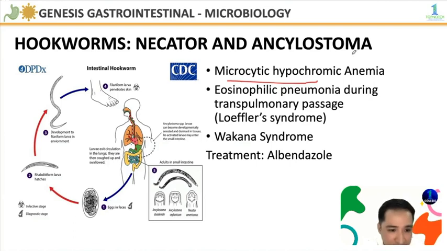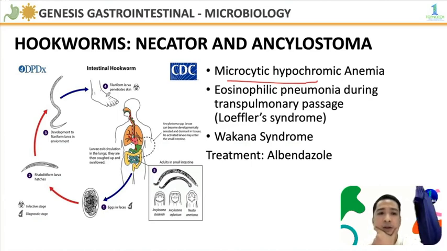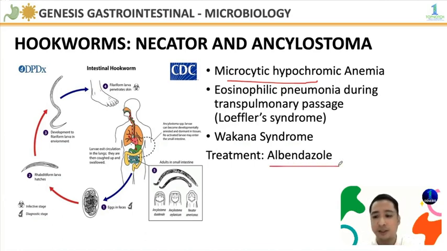Take note of this. We have the eggs in the feces that will be transformed into rhabditiform larvae that will cause this development. And this filariform larvae will penetrate the skin. Upon penetration of the skin, it will directly go to our intestine and there they grow. No? They are blood suckers, and they will cause iron deficiency. The drug of choice, albendazole.